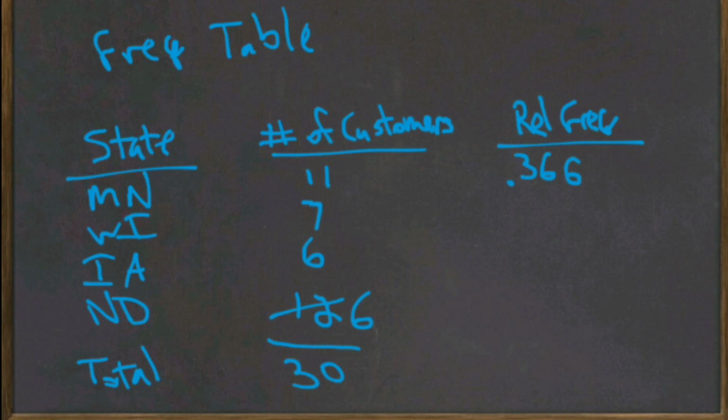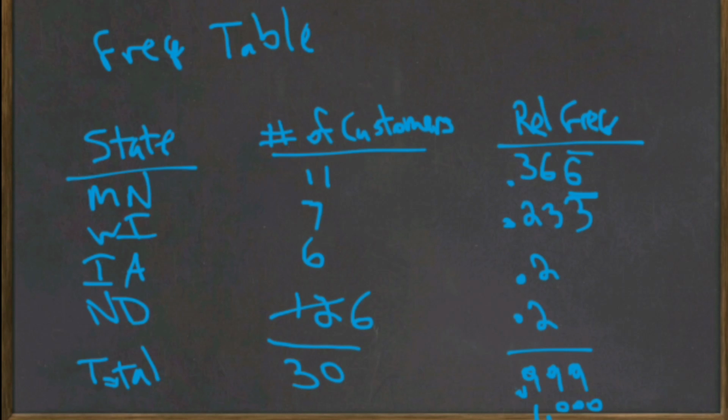So 36.6% of our customers are in Minnesota, and we can do that for each of them here. This is 0.233, and this is 0.2, and then the last one is 0.2. And again, you can double check that, bearing a rounding issue here. This is going to be 0.999 the way I've written it. But of course if I make those repeating like they are, then we would get 1.000.